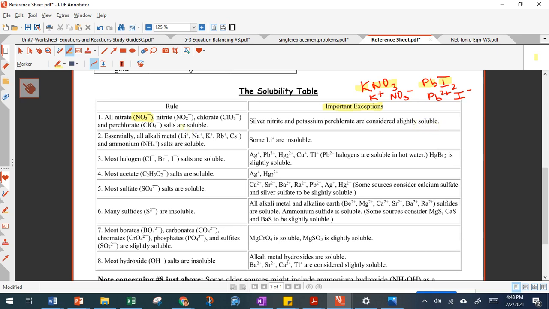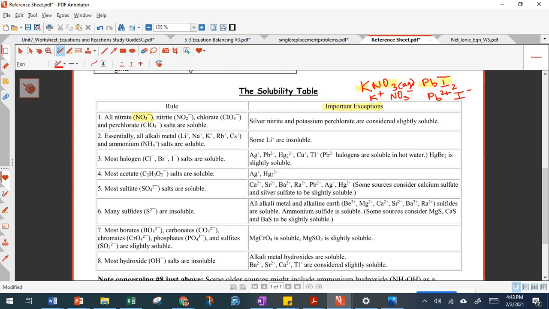So this tells me I don't have an exception. So this tells me that this compound right here is aqueous because it says all these are soluble and I don't have an exception. Now let's look at lead 2 iodide.